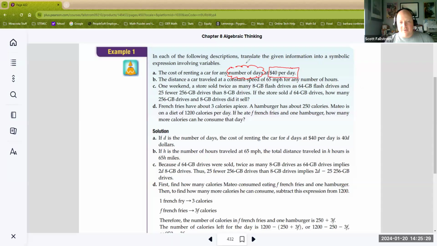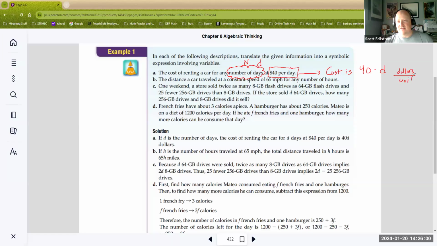So we don't know how many days. We could say, well, let's call N the number of days, or you could say D for days. Either one, doesn't matter. You're in charge. And then come up and say, okay, well, my cost is 40 times the number of days. Now, what's missing here is the unit. And so this would actually be measured in dollars.